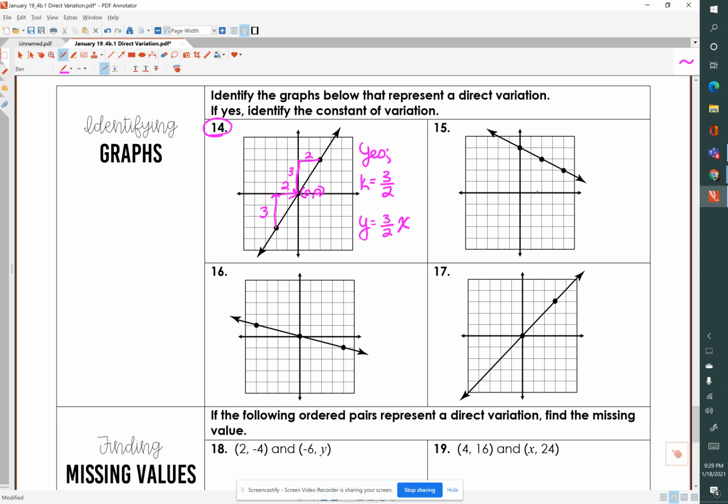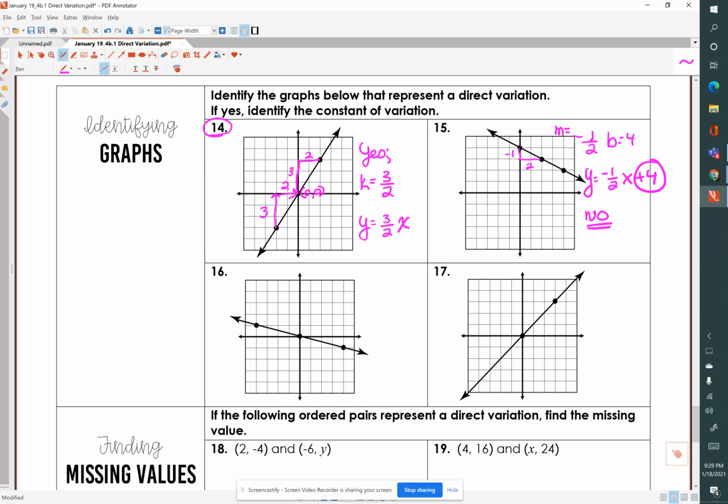Now let's write the equation of number 15. We have a slope of negative 1/2, and we have a b value of 1, 2, 3, 4. So the equation of this line is y equals negative 1/2 x plus 4. And if we don't go through the origin, we don't have a direct variation relationship.